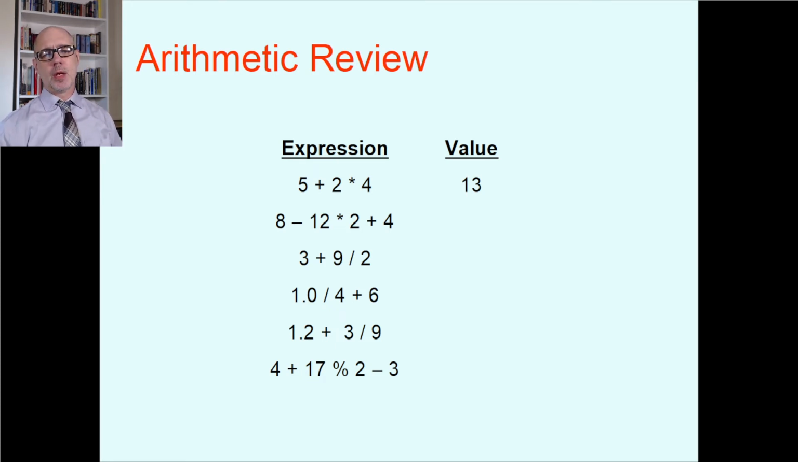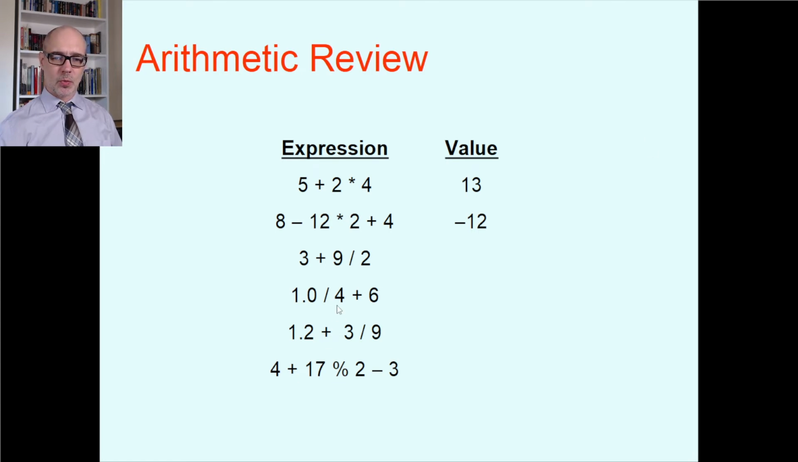Hopefully so. So the next one here is going to come out to be negative 12. First of all, negative 12 times 2 is negative 24. And then the CPU does 8 minus 24, that's negative 16. And then it adds 4 and it comes up with negative 12. Now here come the division problems.